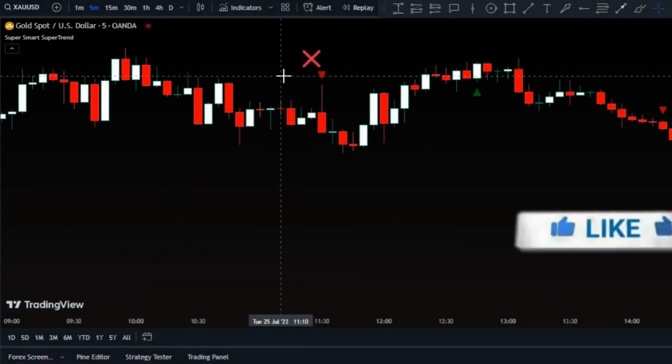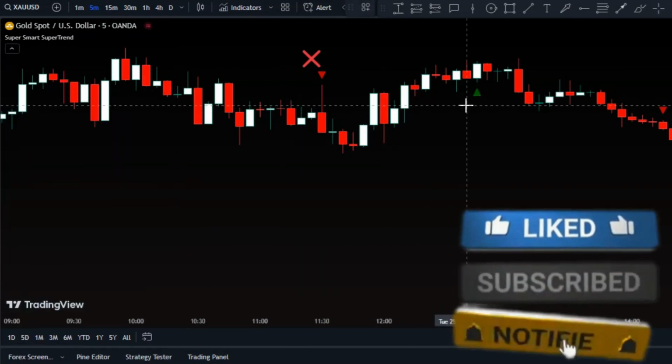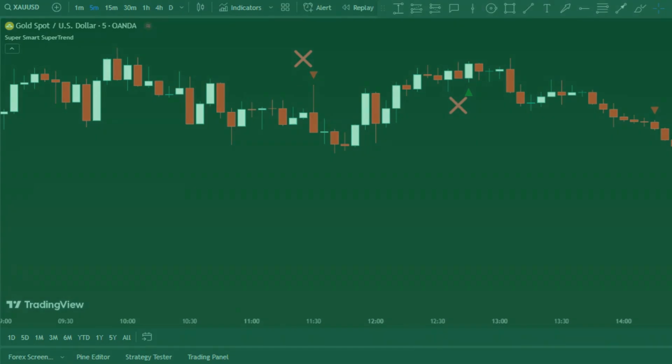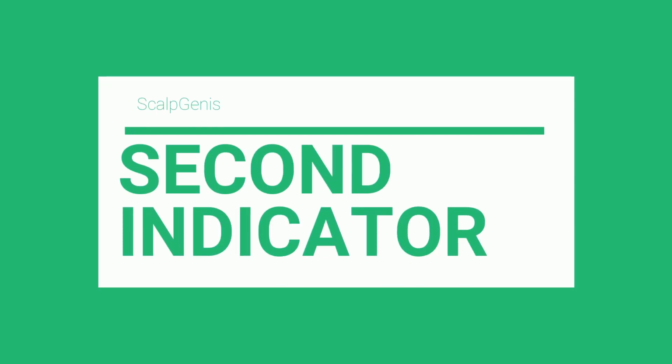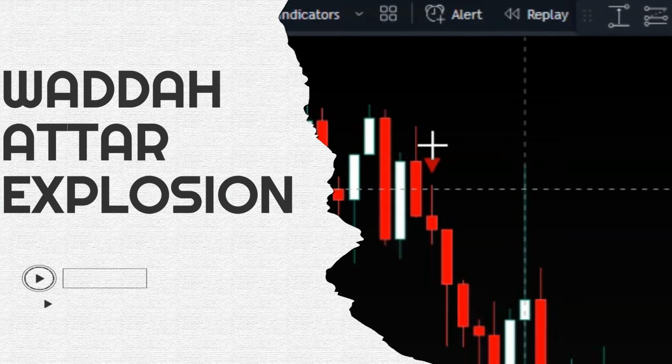This indicator is really great, but like many other indicators, when the market moves sideways, it generates some fake signals. But don't get me wrong, the indicator is great. We just need to filter the fake signals. So let's add a second indicator to our strategy. In the indicator section, search for Waddah Attar Explosion and add it to the chart.